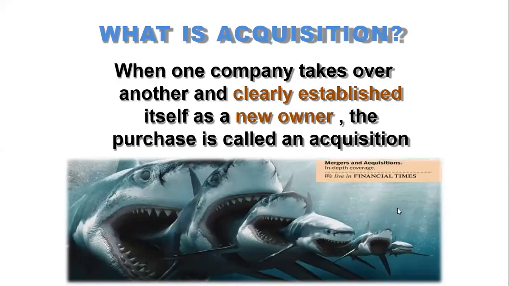Again, you have a second picture. A small fish is eaten by a big fish. Again, a bigger fish will eat this particular fish. So in this way, it continues. So when one company takes over another and clearly establishes itself as the new owner, the purchase is called an acquisition. Is it clear to all of you? What is acquisition?